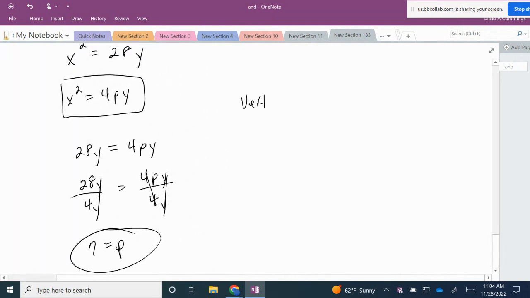So now we have the vertex is 0, 0. The focus is 0, 7. The directrix is y is equal to negative 7. Okay.